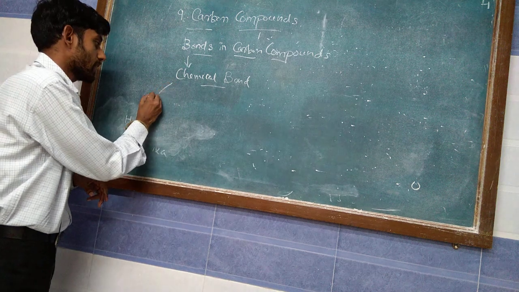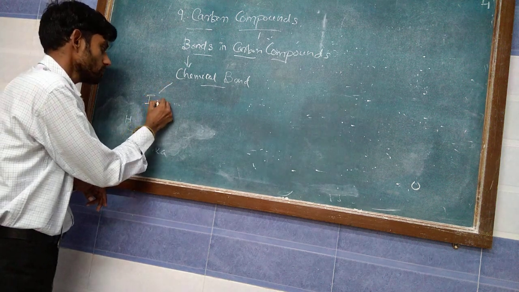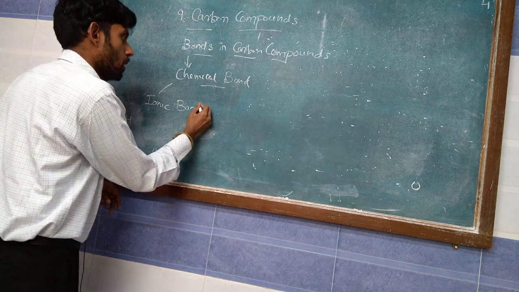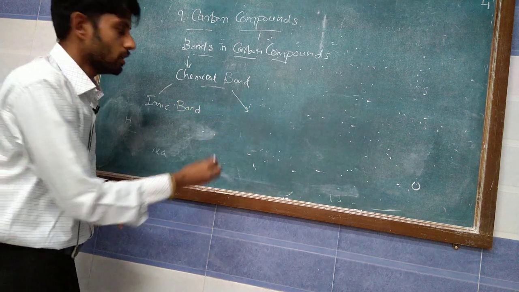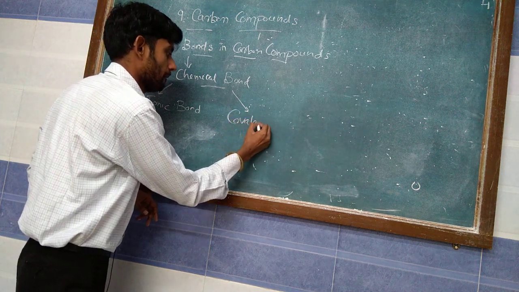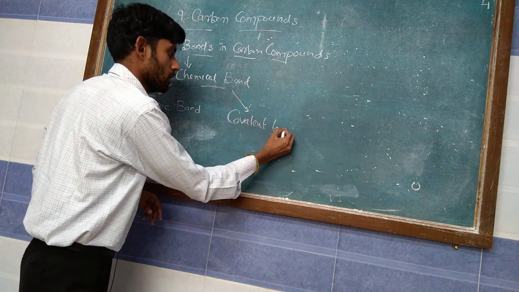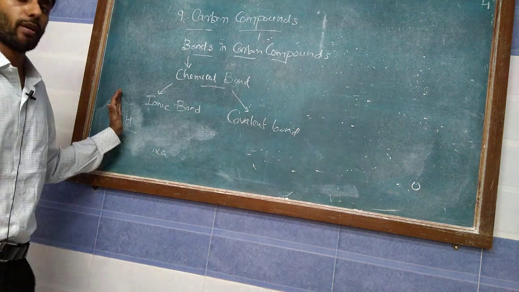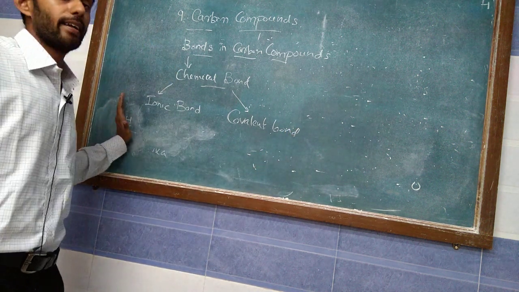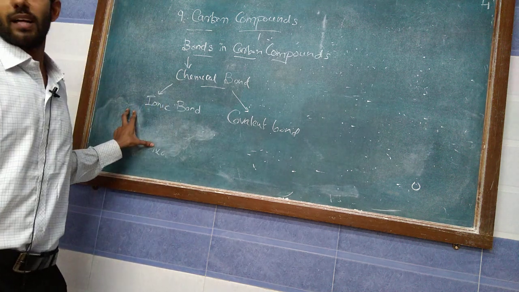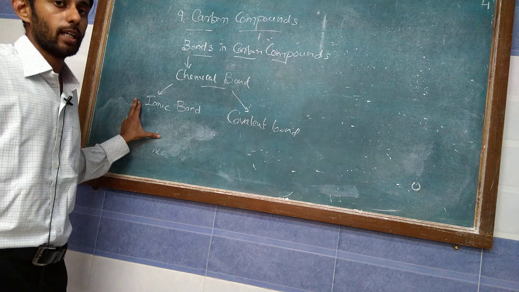It can be either an ionic bond or it can be a covalent bond. You already studied in the previous standards about ionic bond. But let us again define what we mean by ionic bond.